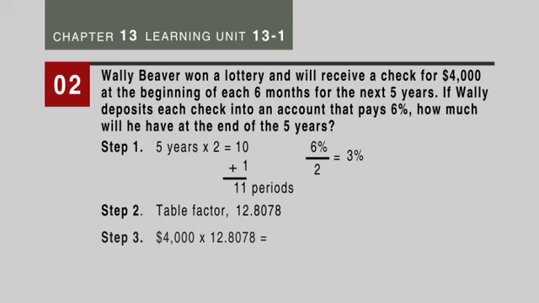You're talking $4,000 times 12.8078 is $51,231.20. Minus 1 payment, which is $4,000. So you would have money in the future of $47,231.20.